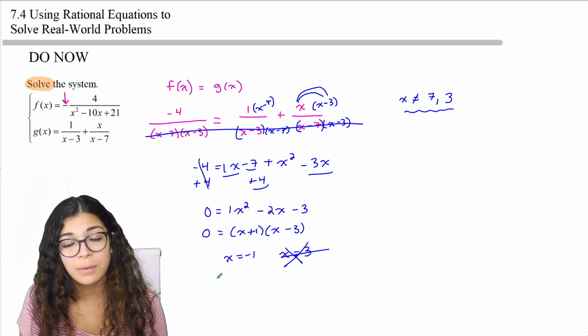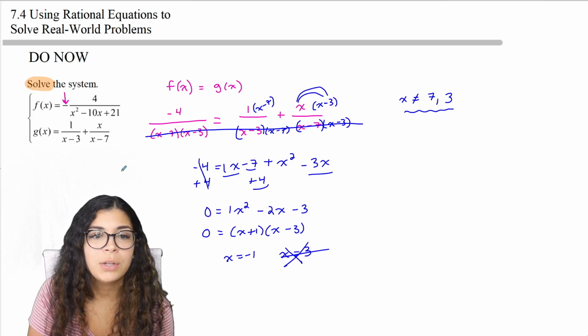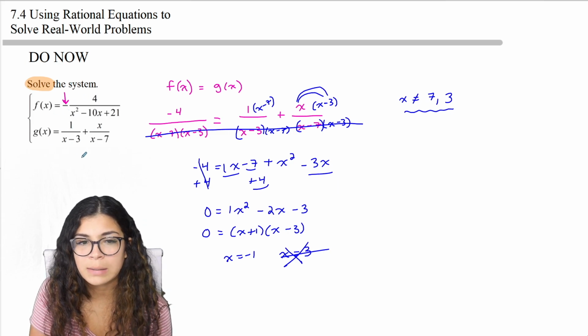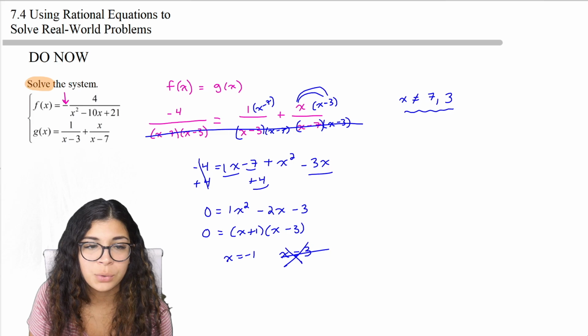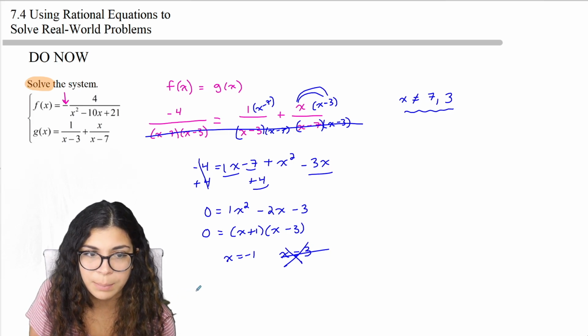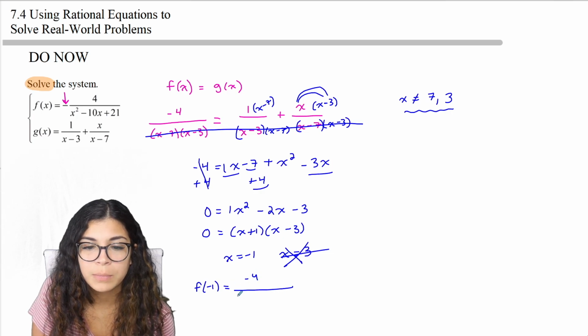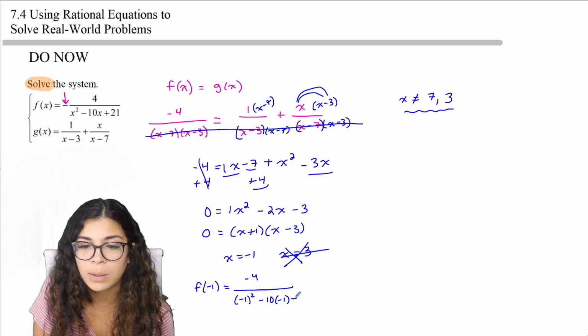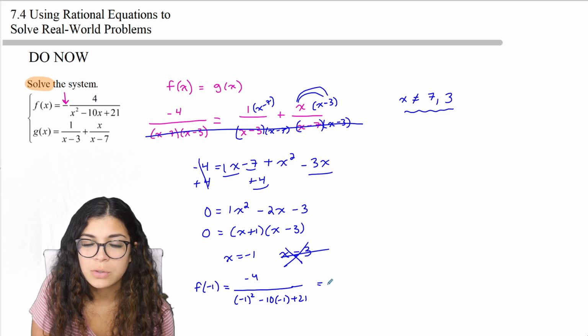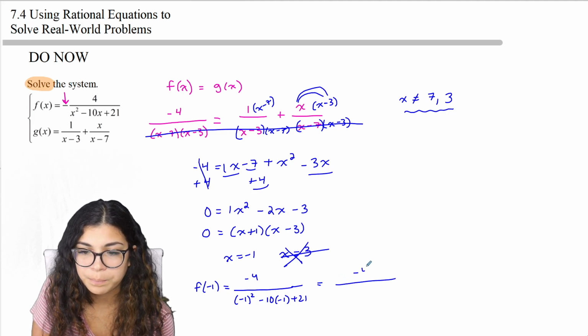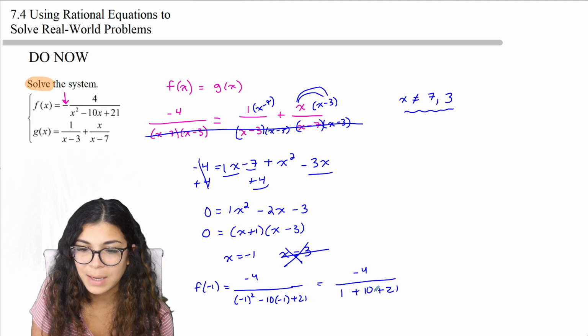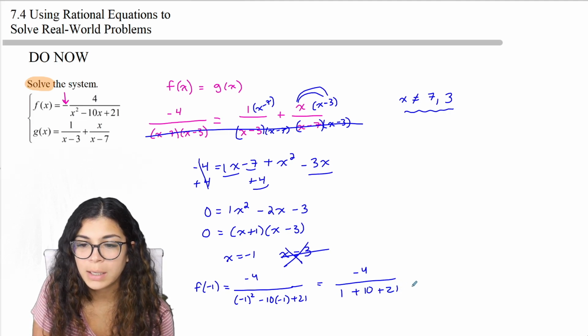Now, this is a point of intersection, so we need the y value as well, and you can either plug it into f or to g, it doesn't matter. I'm going to go ahead and plug it into f because it's one fraction instead of having two separate fractions. So f of -1 equals -4 over x, which is -1 squared, minus 10 times x, which is -1, plus 21. All right, so -1 squared would be 1. And -10 times -1 would be positive 10, and 21, of course, is 21. 1 plus 10 is 11, plus 21 is 32.